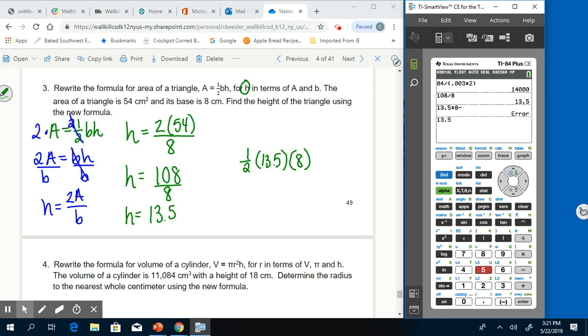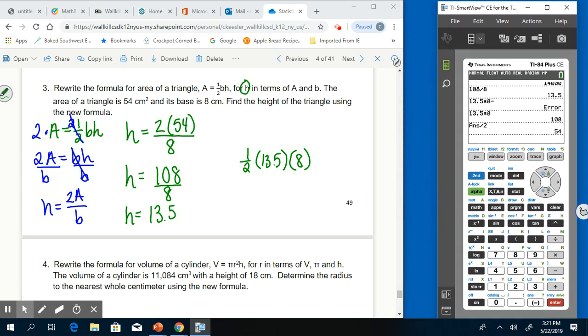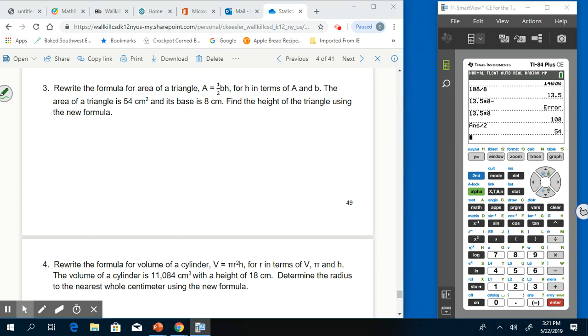13.5 times 8 is 108. Divide that by 2, and we get 54, which is what we were looking for. All right, so let's take a look at the next example.